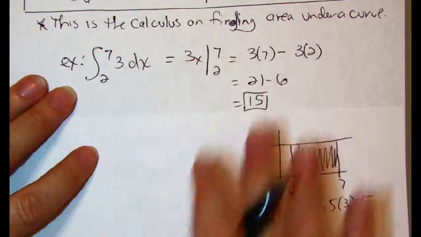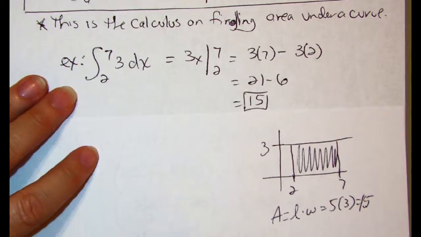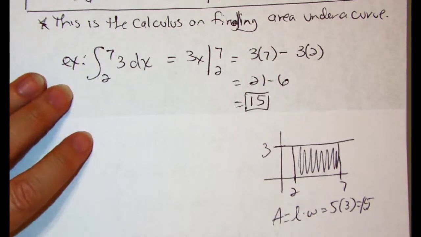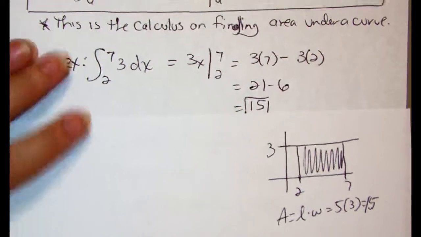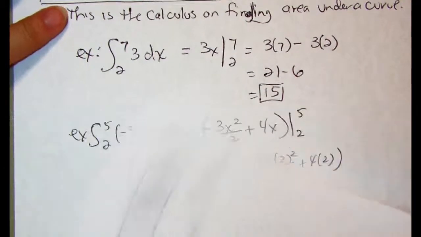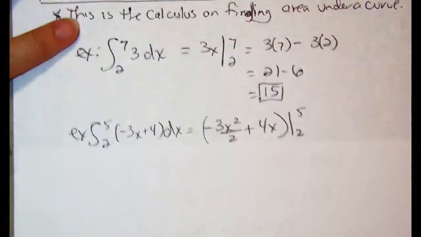But what if it isn't so nice and neat? Of course I could do this one geometrically because it's so simple, but these are not always going to be simple. So I need to learn how to do it the calculus way, in other words, using algebra. So let's continue. Let's do another example.